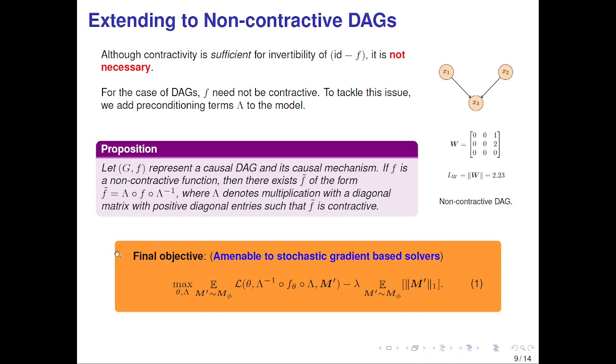This results in the final objective shown within the orange block, where we have the data likelihood, including the preconditioning term that we introduced in this slide, along with a sparsity inducing regularizer. This is optimized with respect to the parameters of the causal mechanism and the dependency mask. The final objective is amenable to stochastic gradient based solvers, and in our experiments we utilize the Adam optimizer to solve the final objective and find the best model parameters.